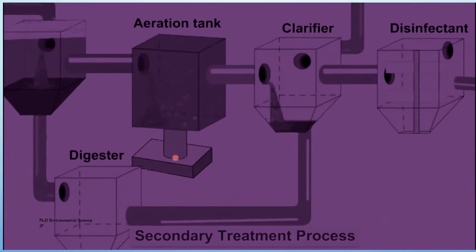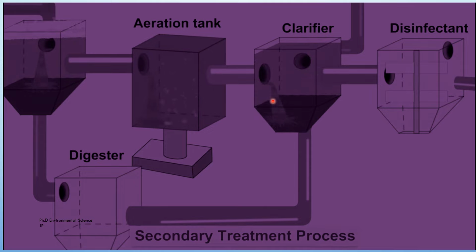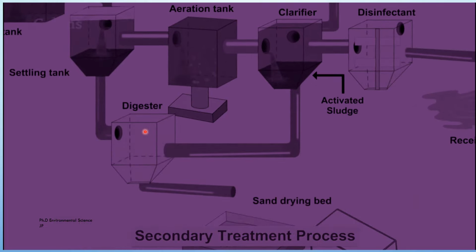Then the mixture flows from the aeration tank into the clarifier, where activated sludge settles out by gravity, and the activated sludge so produced along with the sludge produced in the primary process is transferred to the digester, where it is decomposed by anaerobic bacteria. Biogas is produced in the process, which can be used as a fuel or can be used to produce electricity, and the activated sludge is then left in the sand drying beds.